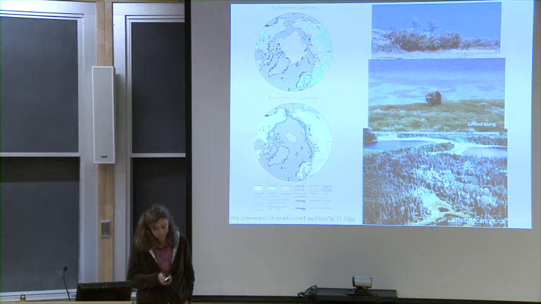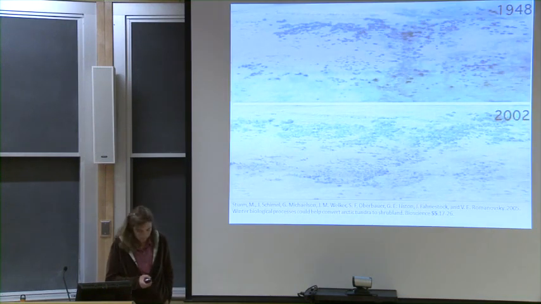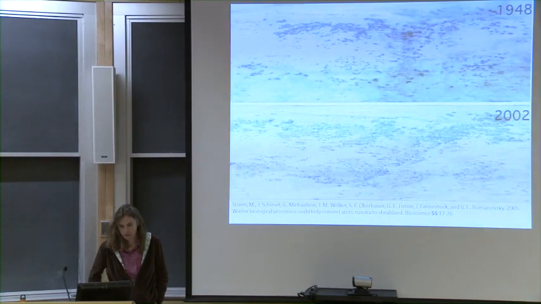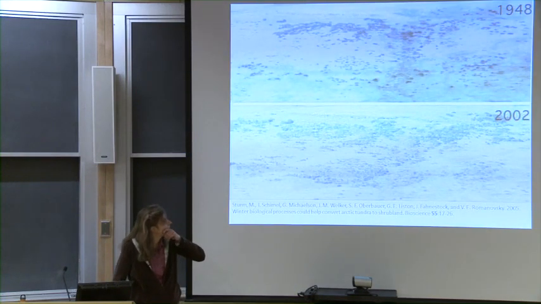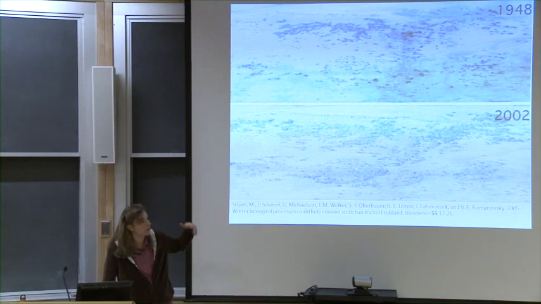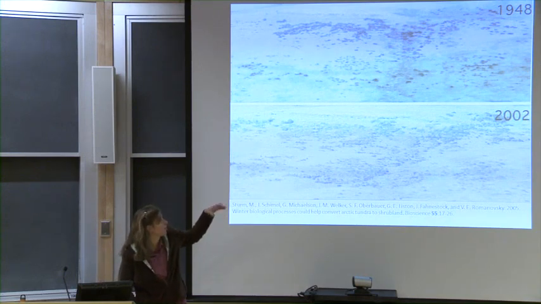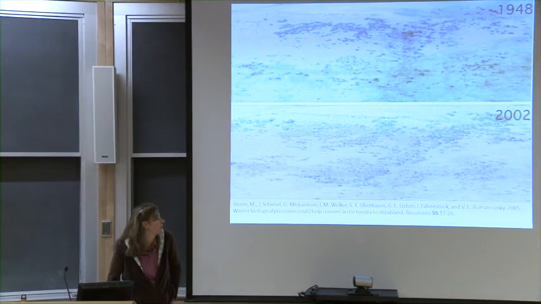However, we've observed some changes that are consistent with these predictions. This is a time series of pictures from Alaska, and the dark spots are shrubs. We can see an increase in shrub growth.